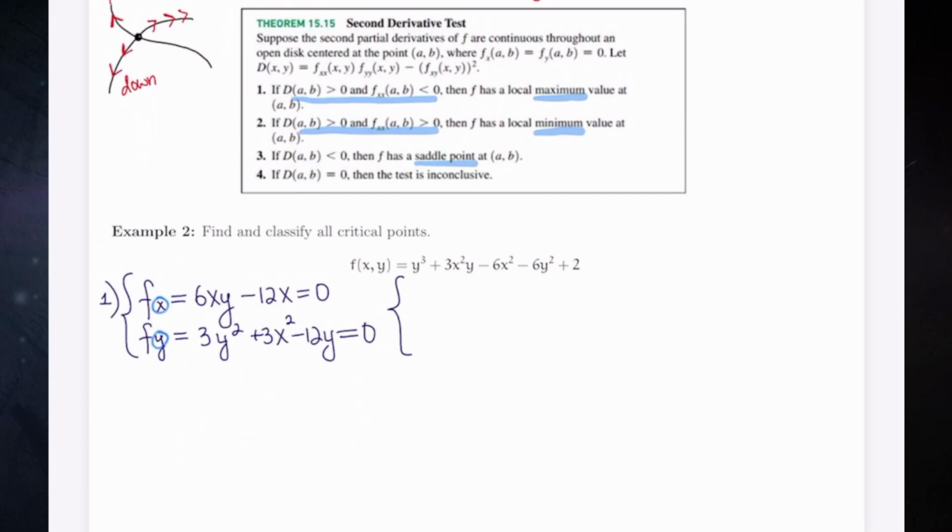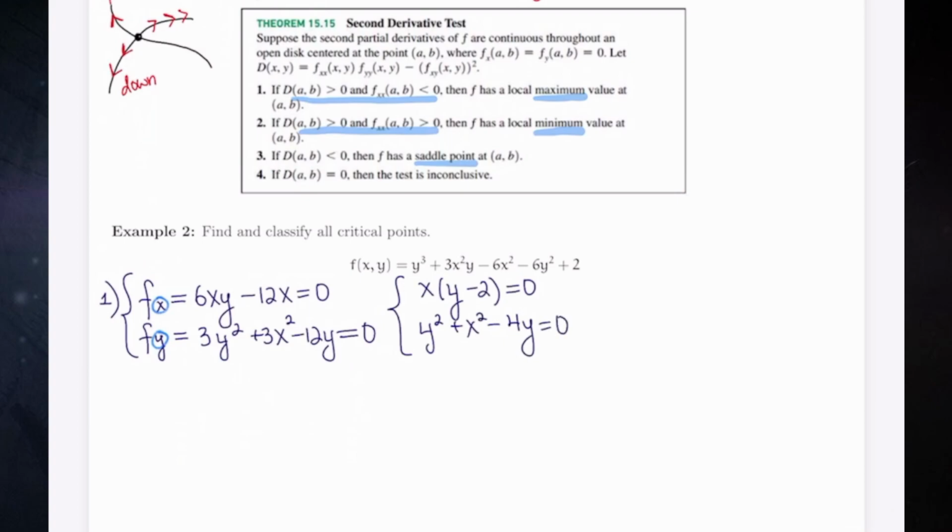Okay, let's see. For the first one, I'm going to reduce by 6 and then also factor out x. So that's going to give me the following expression: x times (y minus 2) is equal to 0. All right. What happens in the second equation? Here, the only thing that I can do is reduce by 3. So this is going to be y squared plus x squared minus 4y is equal to 0.